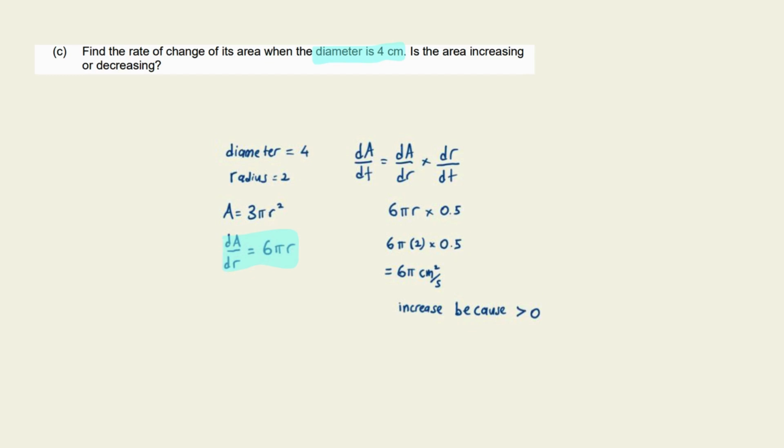Then we use the chain rule to find the rate of change of its area, which is dA over dr times dr over dt. So we substitute dA over dr and dr over dt. There will be 6 pi times 2 times 0.5. Lastly, we calculate using our calculator and get the final answer, which is 6 pi cm square per second. Don't forget to state that the area is increasing because 6 pi cm square per second is more than 0.